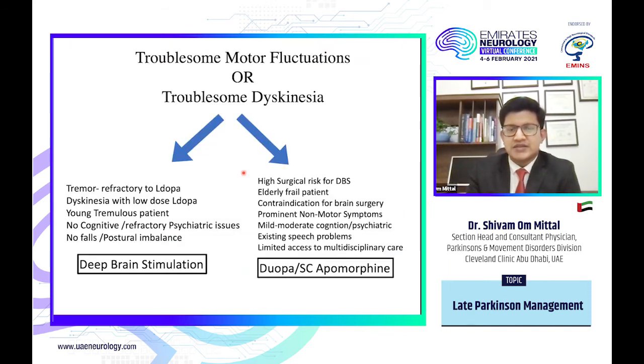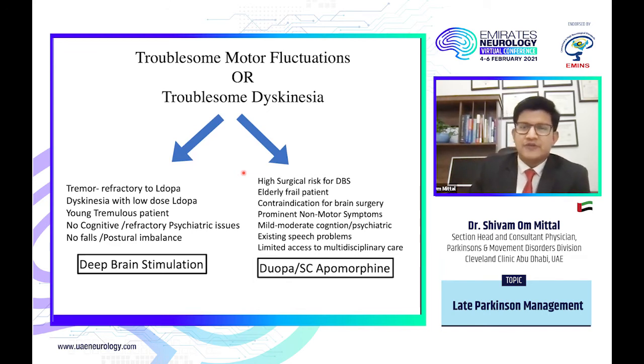Now, this is just a summary that you can make a note that every younger patient who has a lot of tremor, motor fluctuations, dyskinesias, think about DBS. The patient should not have significant cognitive, psychological issues, should not have any falls in the on phase, should still have a good posture control. These are some symptoms and signs you should always look out for in patients going for DBS surgery.